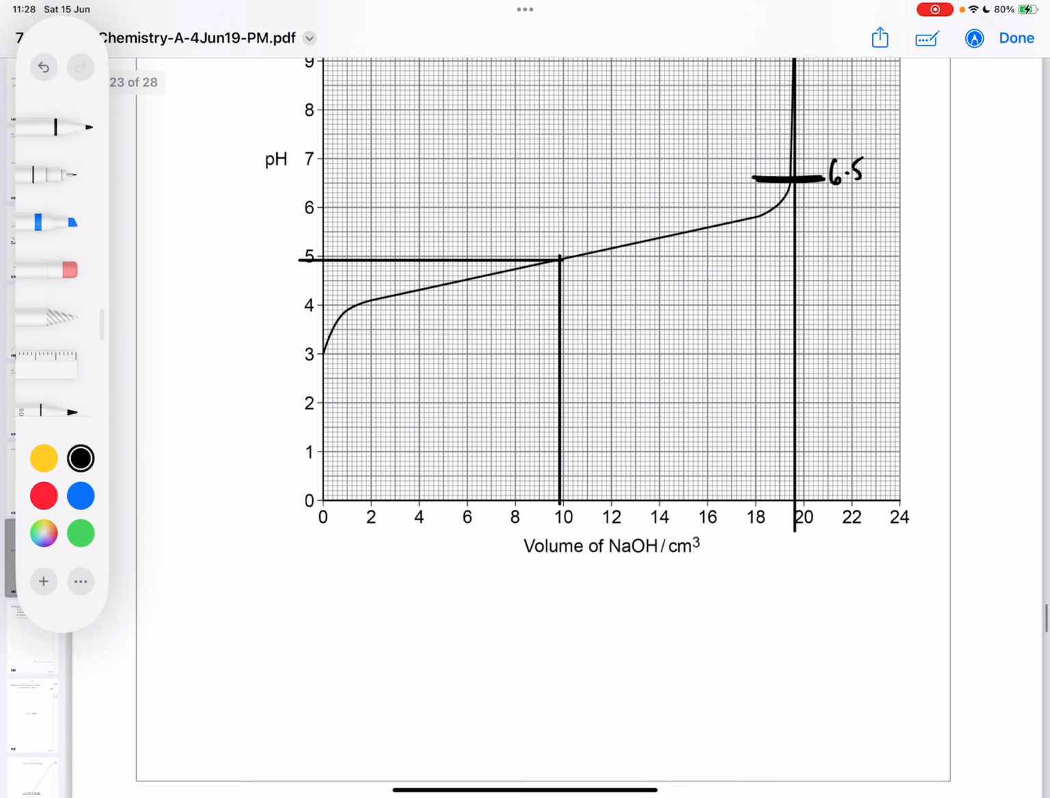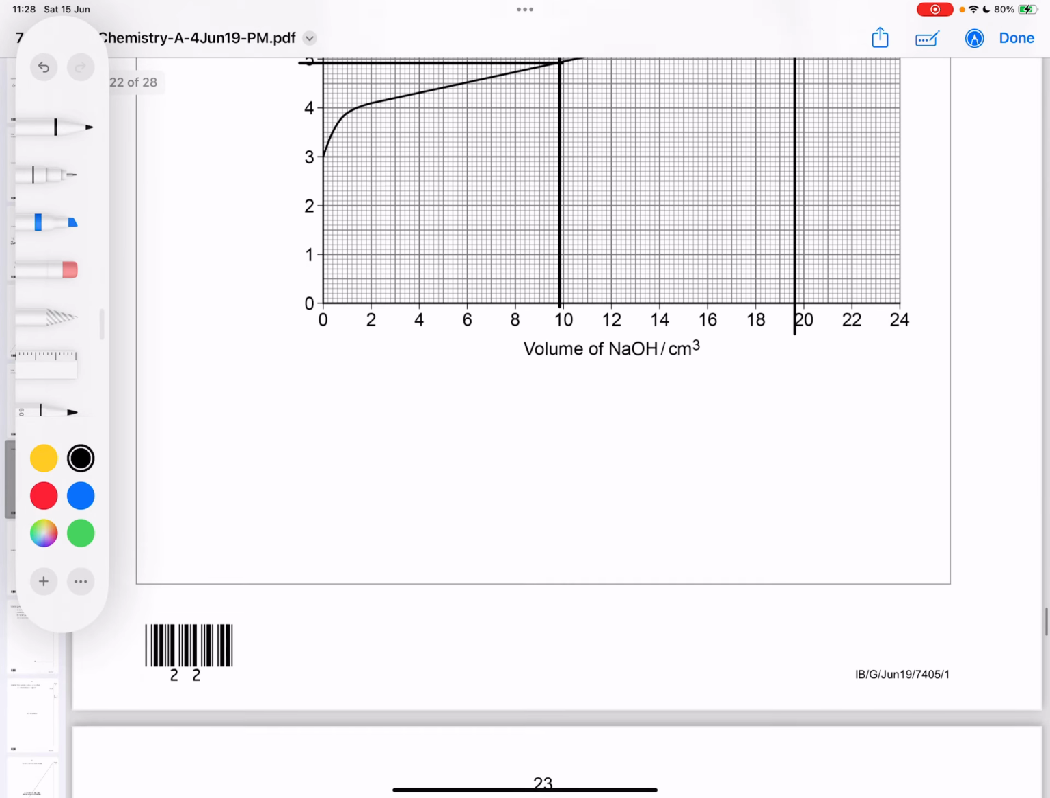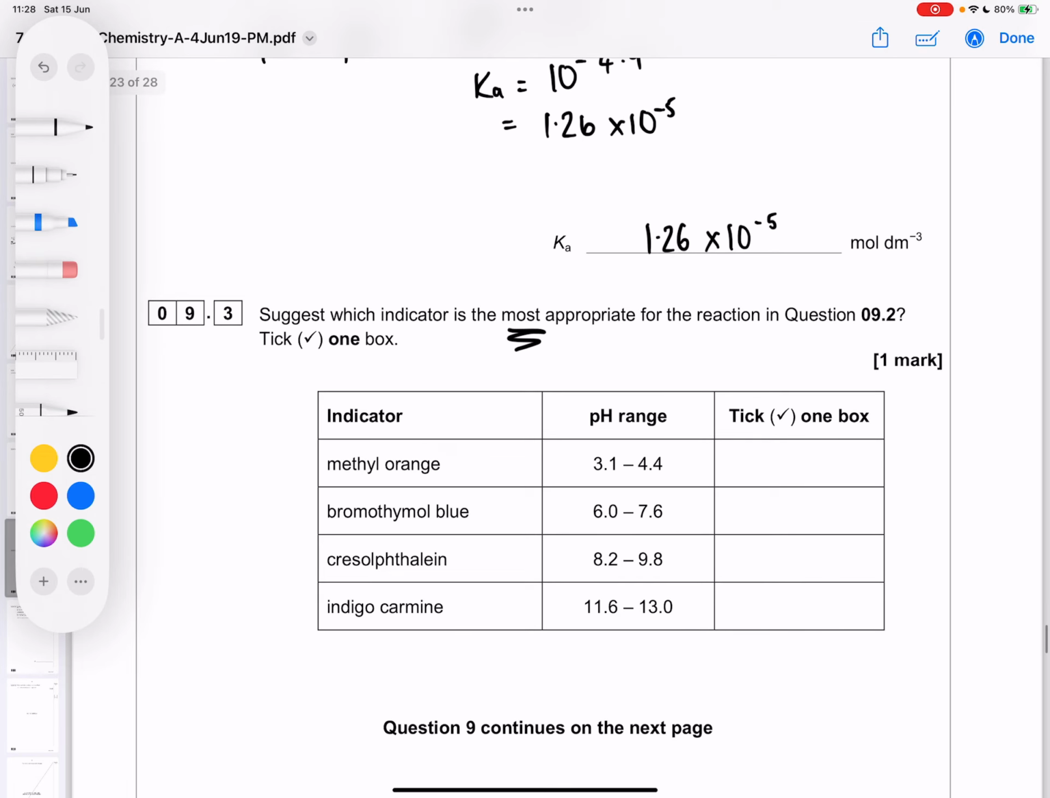11.2 was our end. We don't want to be higher than that. 6.5, we want to be higher than 6.5. So that's not higher than 6.5, that's not higher than 6.5. Cresol looks like our most appropriate.